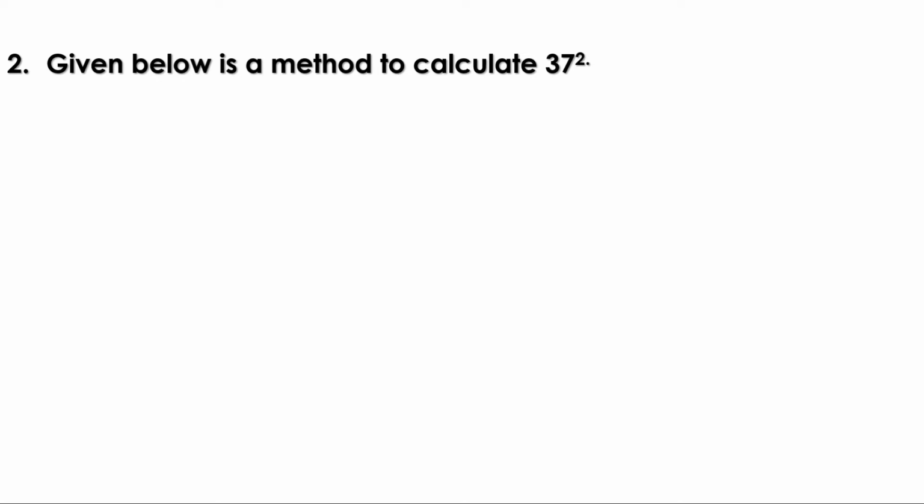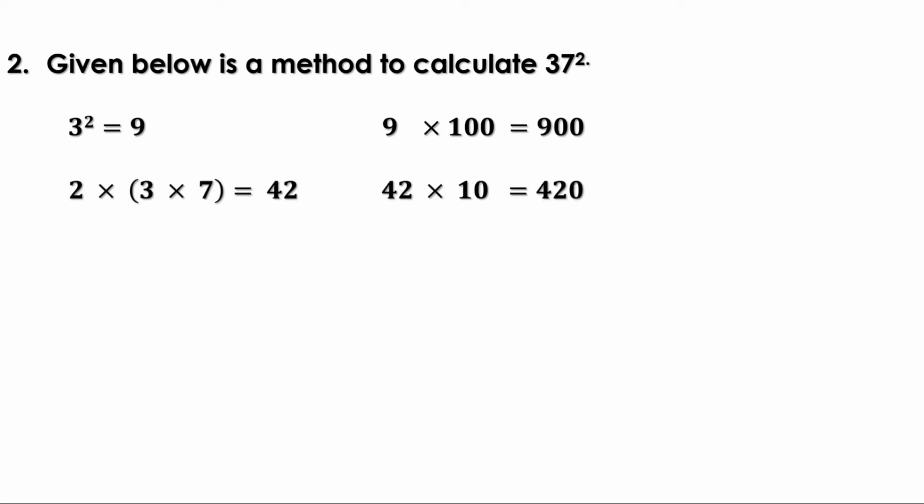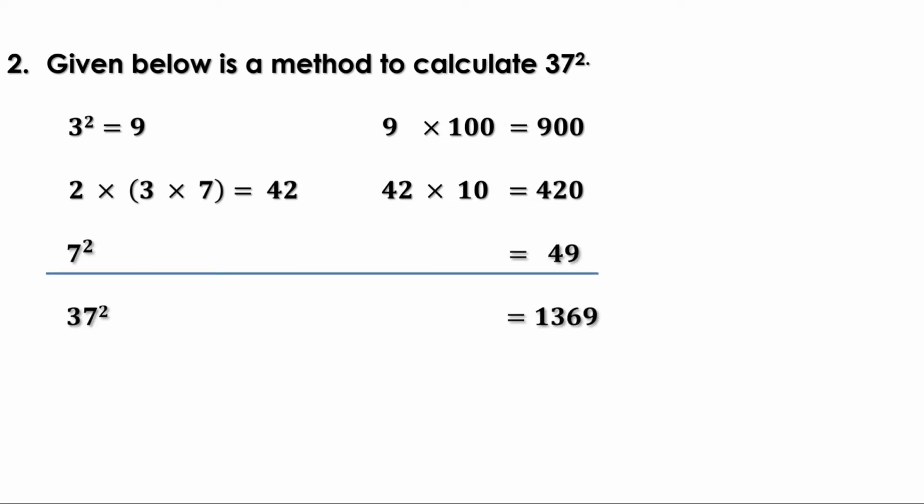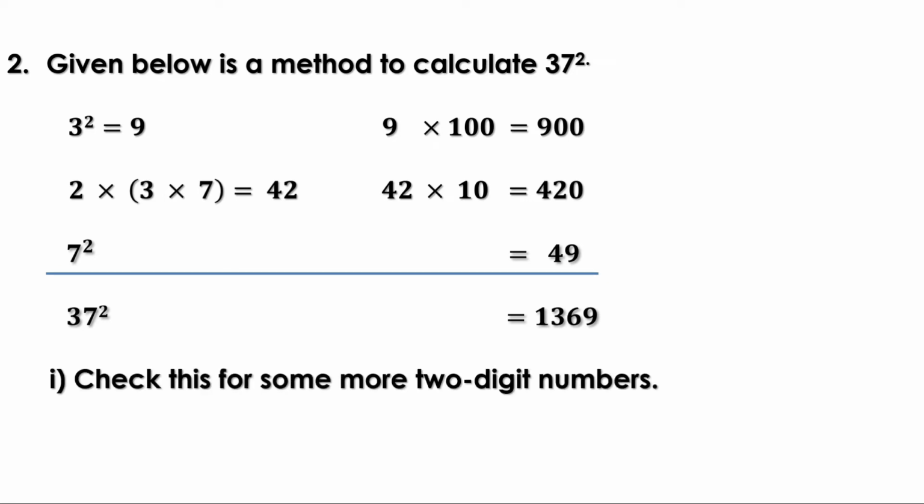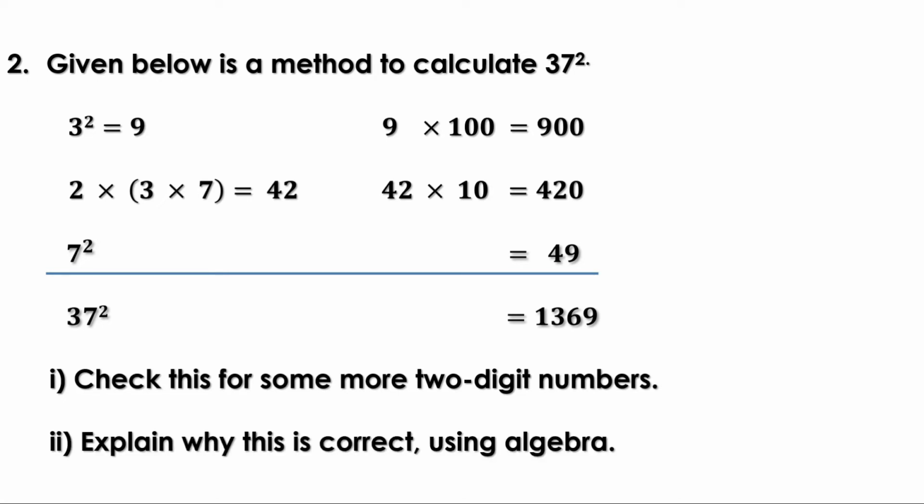Second problem. Given below is a method to calculate 37 square. 3 square equal to 9. 9 into 100 is 900. 2 into 3 into 7 equal to 42. 42 into 10 is 420. 7 square equal to 49. And 37 square is equal to 1369. Check this for some more 2-digit numbers. Explain why this is correct using algebra.